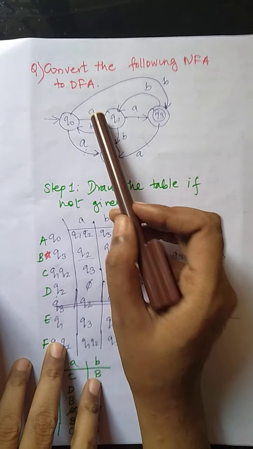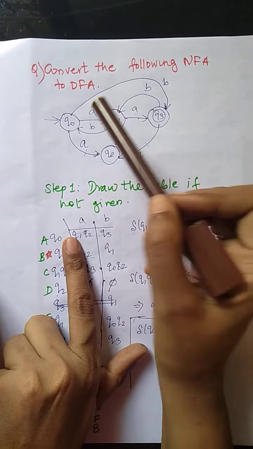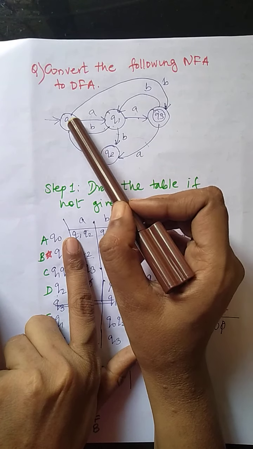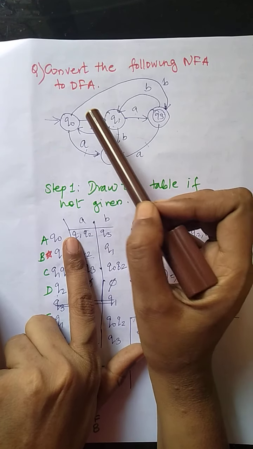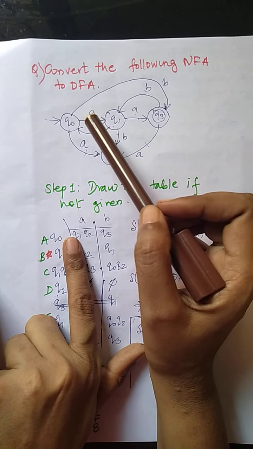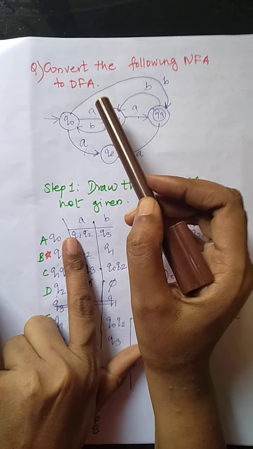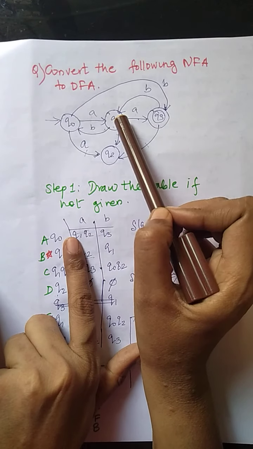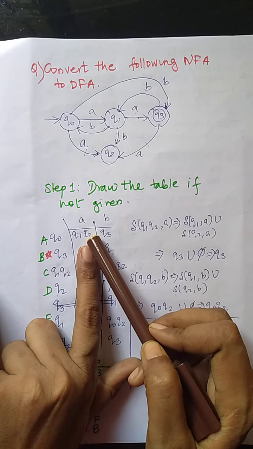So Q0 on A goes to Q1 also. We have to count the outgoing arrows on A from the current state. So Q0 on A, this is one outgoing, second outgoing, and third outgoing. So we have to count the number of transitions with the same input symbol. So A and A here, that means Q0 on A goes to Q1 also and Q2 also. That's why Q0 on A goes to Q1 also, Q2 also.